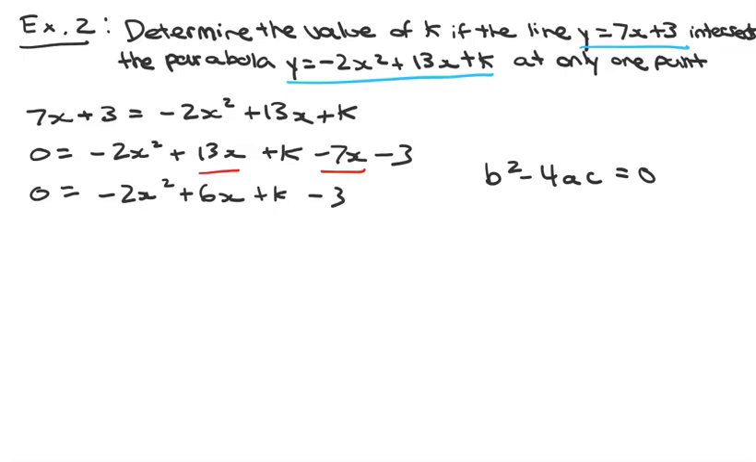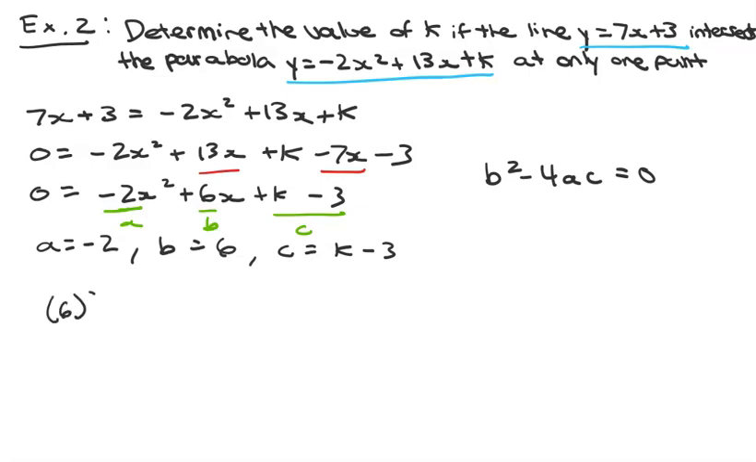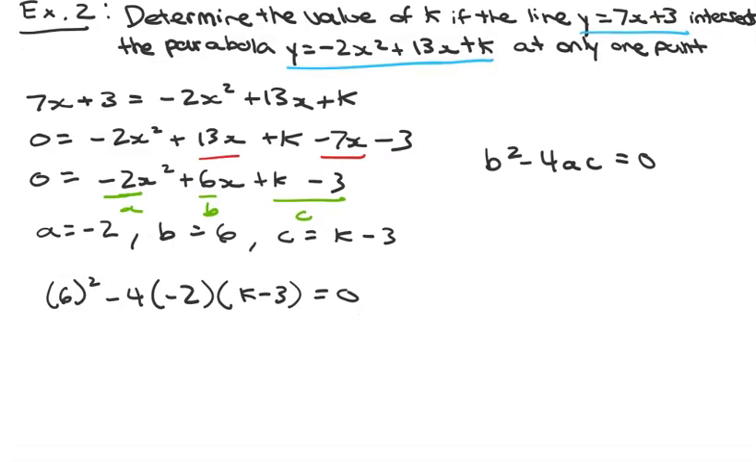So if we look at this, we can say that our a value is negative 2, our b value is 6, and our c value is k minus 3, right? This is c, this is b, and this is a. So if we were to put this into our discriminant form here, we would say we have 6 squared minus 4 times negative 2 times k minus 3. And we want this to be equal to 0, right? So we're going to find the value of k that'll make this equation true.